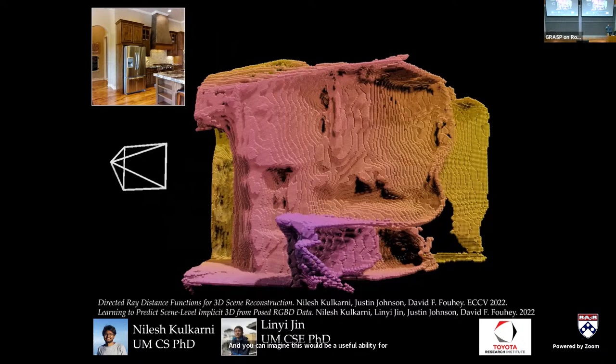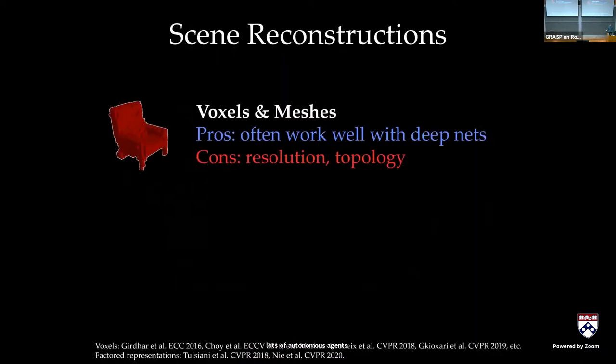I've been working on 3D reconstruction for a very long time. The first thing that people tended to do was build things with voxels and meshes. If you play with these, you know that they fit in very nicely to deep nets, and deep nets love fixed size outputs, but you can't scale things up. You can't build a scene level reconstruction simply from predicting a big voxel grid. This just doesn't work very well.